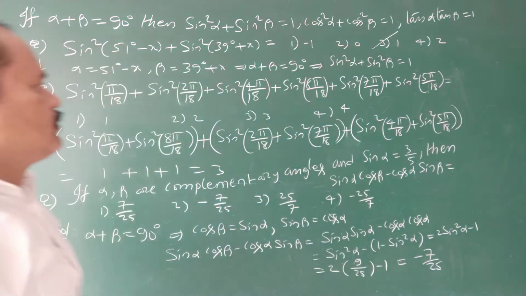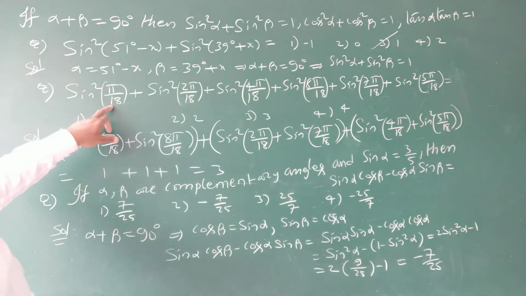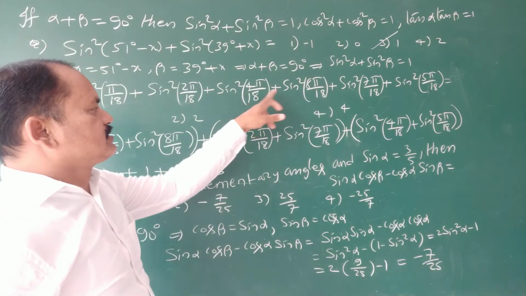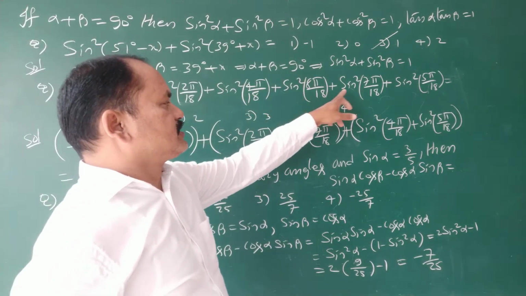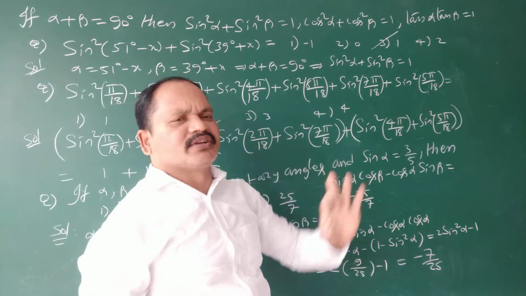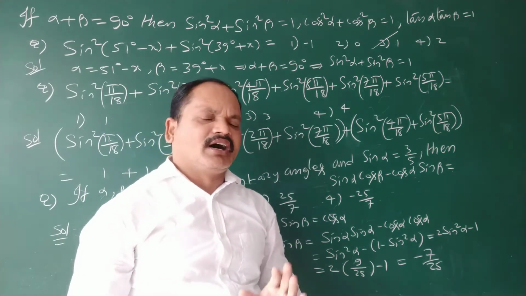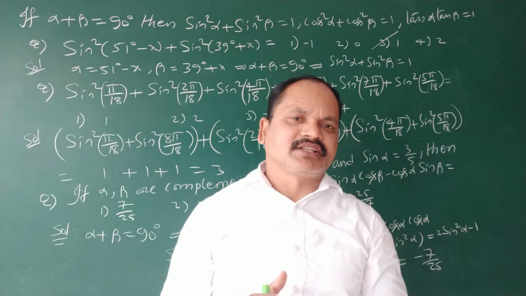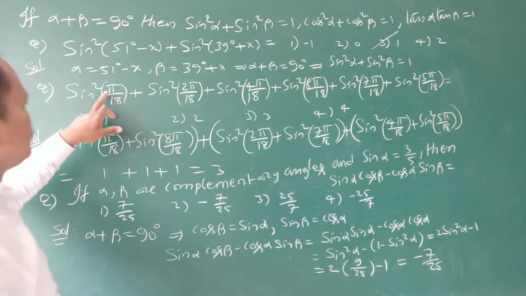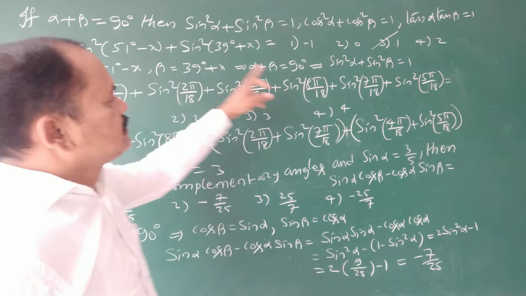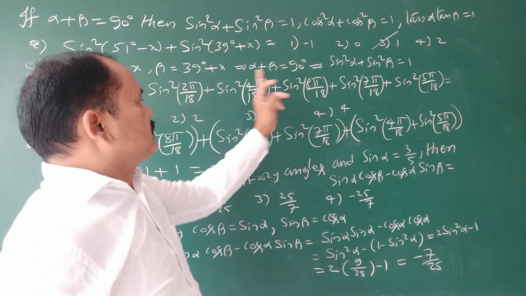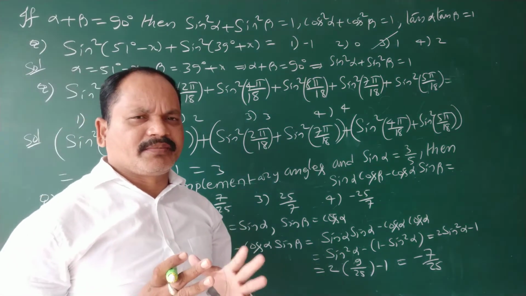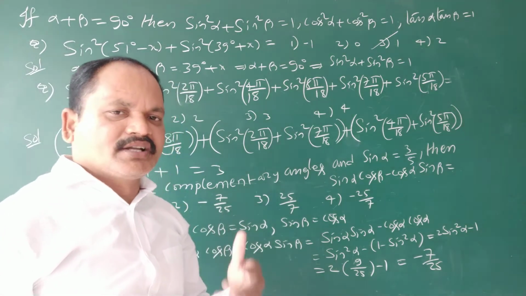Okay. Now, second question. Sin square pi by 18 plus sin square 2 pi by 18 plus sin square 4 pi by 18 plus sin square 8 pi by 18 plus sin square 7 pi by 18 plus sin square 5 pi by 18. Observe, if the sum of the angles is 90, then sin square alpha plus sin square beta is 1. Here, pi by 18 plus 8 pi by 18 is 9 pi by 18, which is pi by 2, meaning 90.